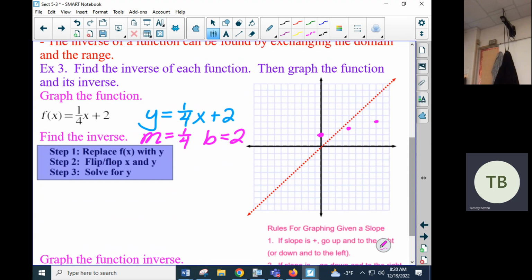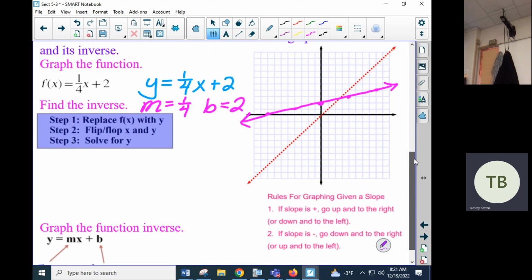When I have you guys graph lines, I want your line to include the entire graph, and also use a ruler if you're in class and you have one. The same thing as going up 1 and over 4 is the same as going down 1 and left 4. So you can continue and get accurate points and then graph this line. Okay. And again, when you guys turn these in, I want your line to cover the entire graph and have accurate points. Then what we're going to do is find the inverse of that function.